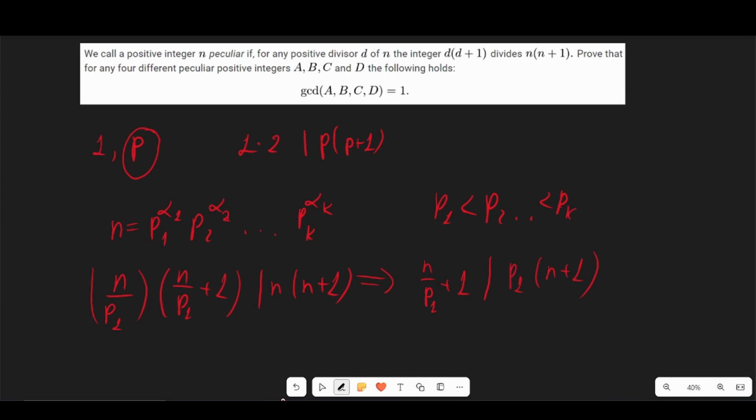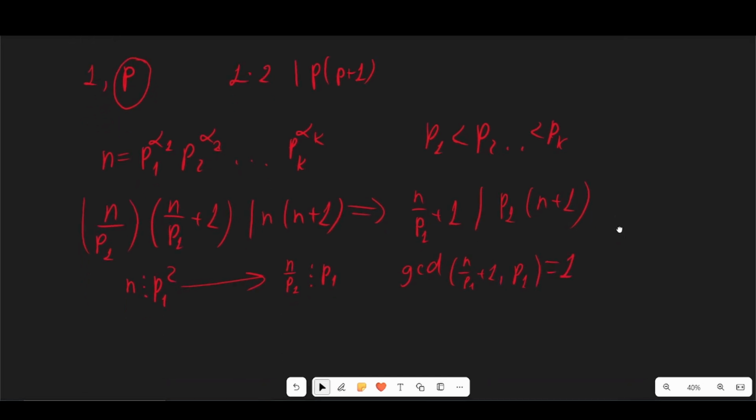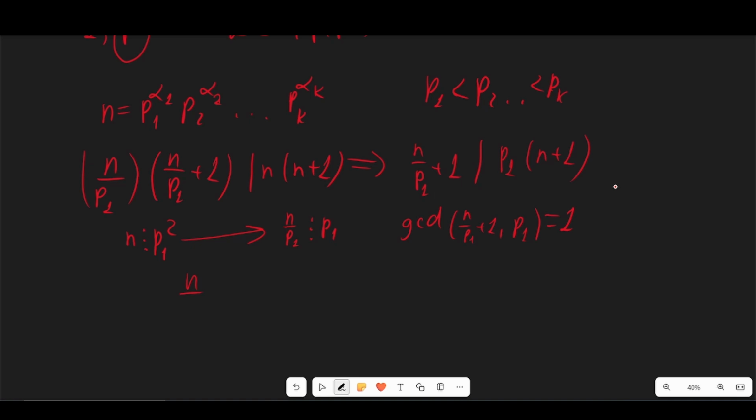Now we have to consider several cases here. If n is also a multiple of P1 squared, if this happens, from here we can conclude that n over P1 is also a multiple of P1. So GCD of n over P1 plus 1 and P1 would be 1. So we can conclude that n over P1 plus 1 divides n plus 1.